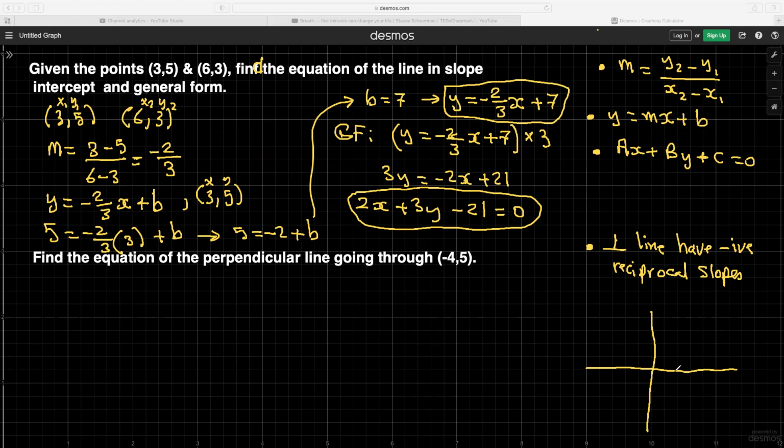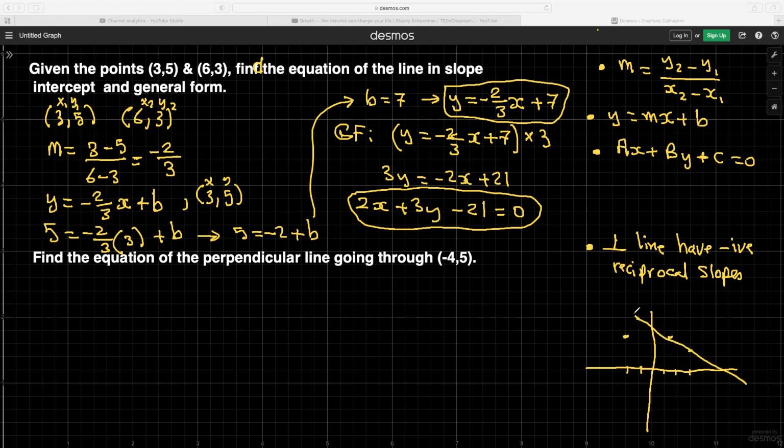So we have points at 6 and 3, so that's 3 and 5, sorry. So points at 3 and 5, so 1, 2, 3. I'm going to just scale by 2 here. 3 and 5 will be somewhere around here. And then we have a point that's 6 and 3, so 2, 4, 6. So 6 and 3 would be right there. And we have a line like this. And we have another point that's at negative 4 and 5, which is right there.